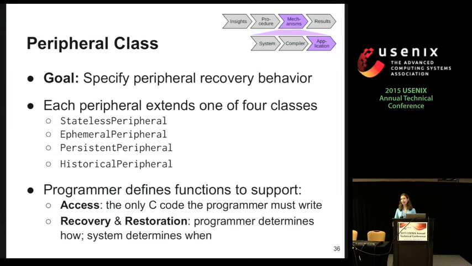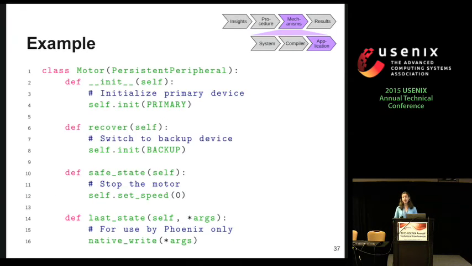But they don't have to worry about any of the complex bookkeeping or control flow logic needed to determine when to fail this peripheral or how to restore all of the internal or other external state in the system, because Phoenix does all of that for them. They also may potentially need to define one or two additional restoration functions. So for instance, here we have an example of the motor, which is a persistent peripheral, and so it needs that safe state function that I mentioned earlier.